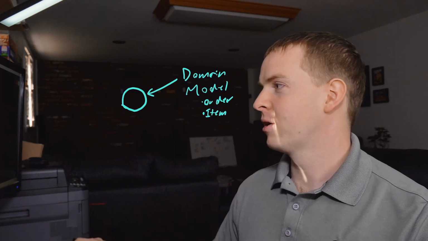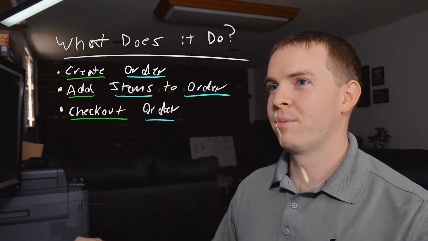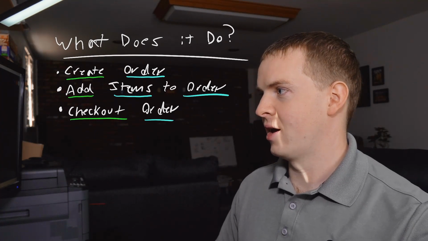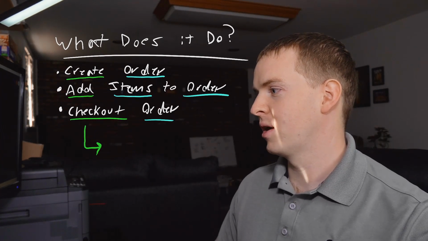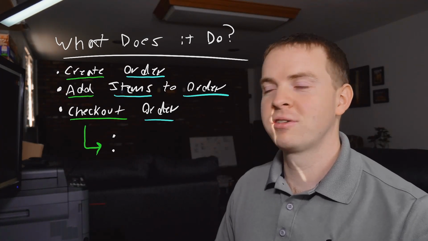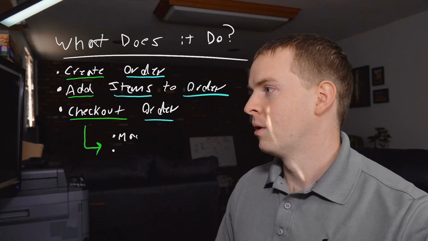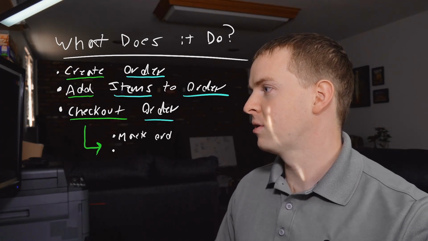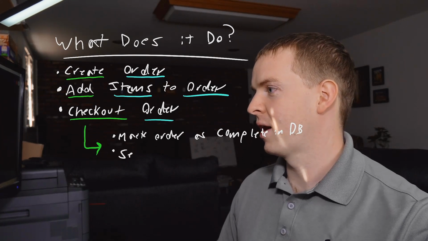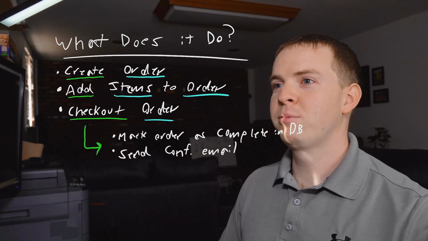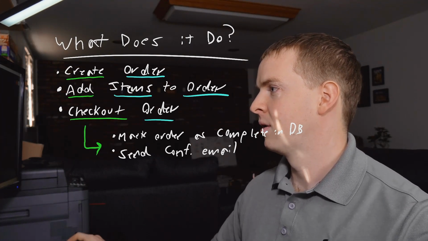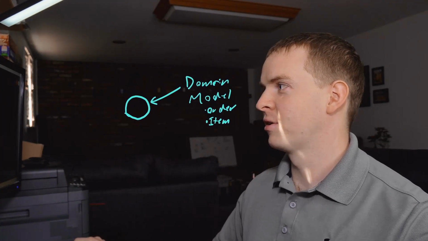Now that we've defined that, we're going to go back down to what our application does and expand on some of this a little bit. We're going to take a look at checkout in particular and define that as having two major steps. The first step is going to be that we mark order as complete in the database, and then we're going to send a confirmation email. So those steps, as we define them, are going to be what make up our application layer, which is what comes next.